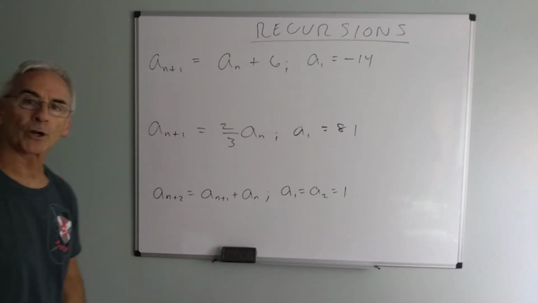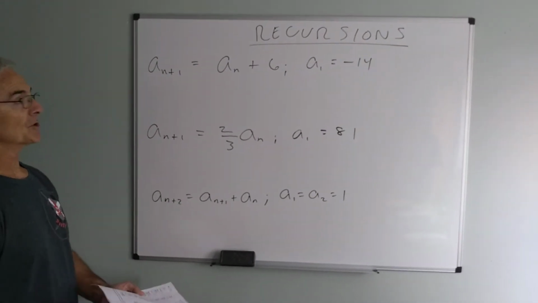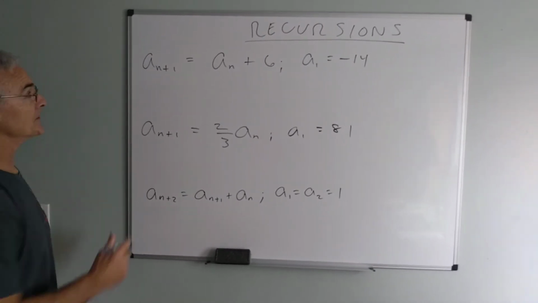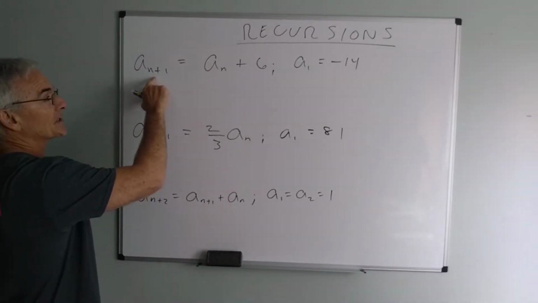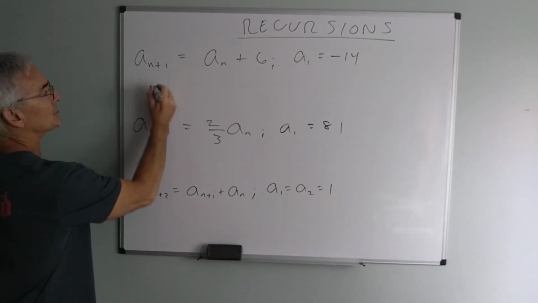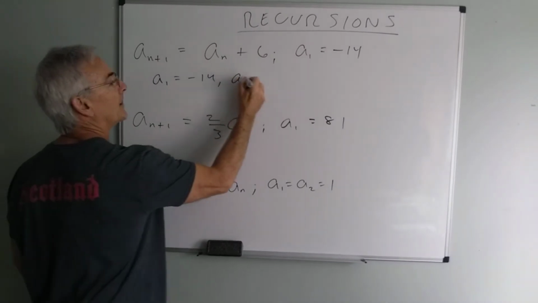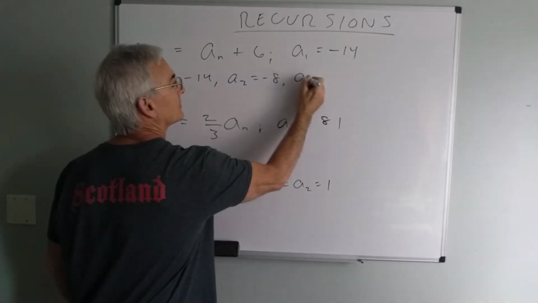We're going to look at recursions right now, and there are three basic types. The first one being what's called an arithmetic sequence, and that is that each term is exactly a fixed constant more than the previous term. So if we wanted to generate the first few terms of this sequence, we would find that it looks something like this.